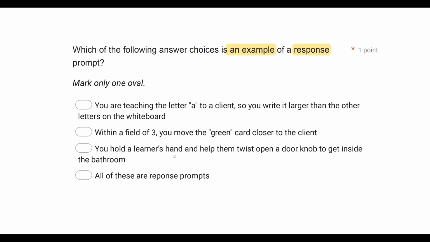C, you hold a learner's hand and help them twist open a doorknob to get inside the bathroom. Now you're actually physically prompting out the response. The prompt is acting directly on that response. This is a response prompt. And then D, all of these are response prompts. A and B is not. D can't be our answer. It must be C. You hold a learner's hand and help them twist open a doorknob to get inside the bathroom.